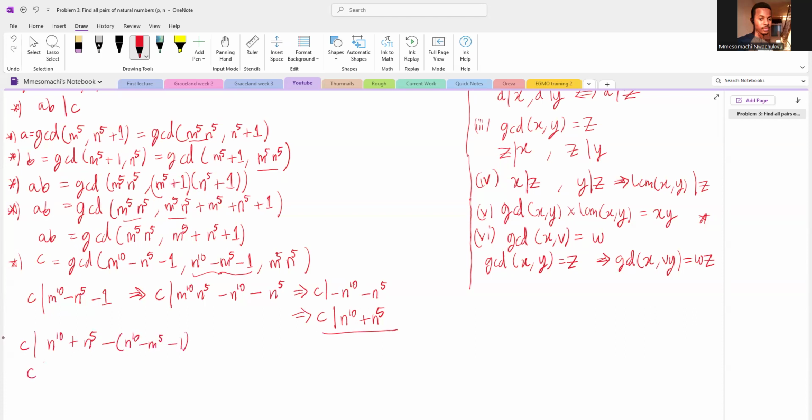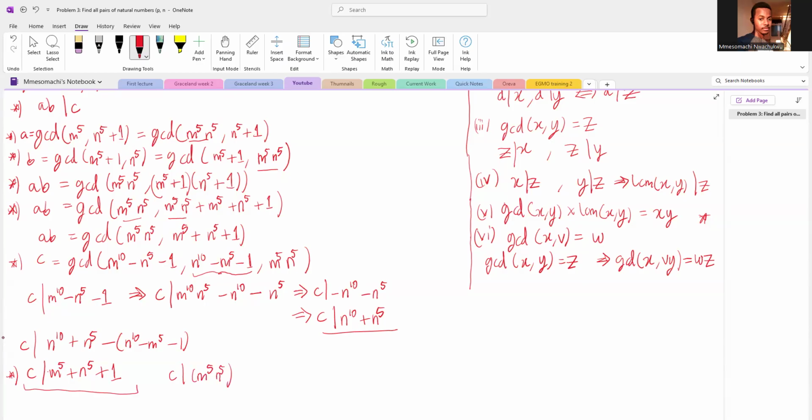Okay, so we have that C divides what? So here, n to the power of 10 will cancel out with n to the power of 10. Then we have negative, minus m to the power of 5, basically. That'll just be m to the power of 5. So we have plus n to the power of 5. And we have minus times minus. So that would be plus 1. Okay. So basically, we have this. Okay. So we have C divides this. And we earlier had, of course, from the GCD statement, we have C divides m to the power of 5, n to the power of 5.